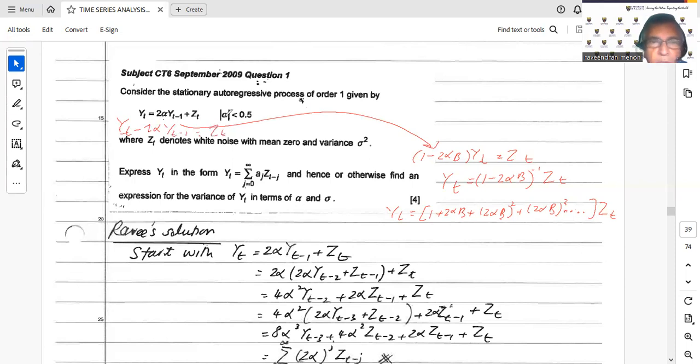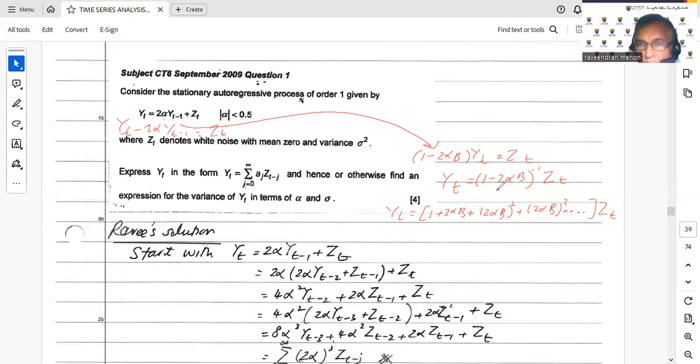Equals Zt. So using the backward shift operator, I can write it as (1 minus 2 alpha B) times Yt equals Zt. If I move the (1 minus 2 alpha B) to the right-hand side, then I must write it as Yt equals (1 minus 2 alpha B) all raised to -1 Zt. This is an elaborate example in your reading, so look it up. That's why I thought I'll write it here.